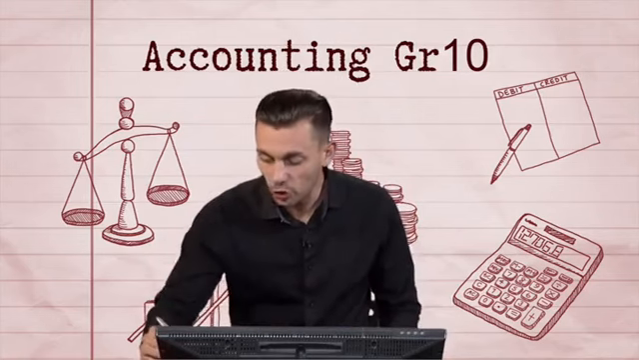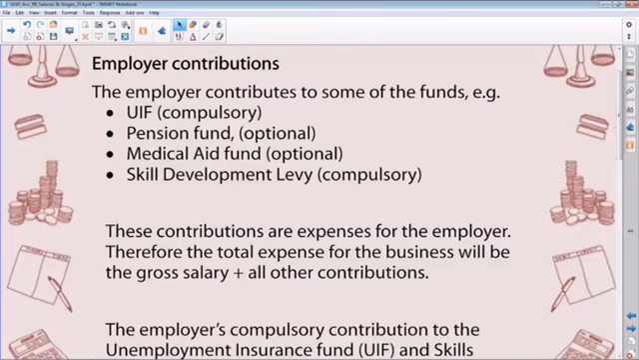But contributions. What contributions do we have? The same thing again, UIF contributions, it's compulsory. You have a pension fund, which is optional, a medical aid fund, which is optional, and then also a skills development levy, which is compulsory. So those are the four deductions, the four contributions the employer can make. Now remember, all contributions will be extra expenses to any business. So if they employ someone, they earn a wage. Remember, the gross wage will be the expense for the business, and then also the contributions. That's an extra expense for the business.